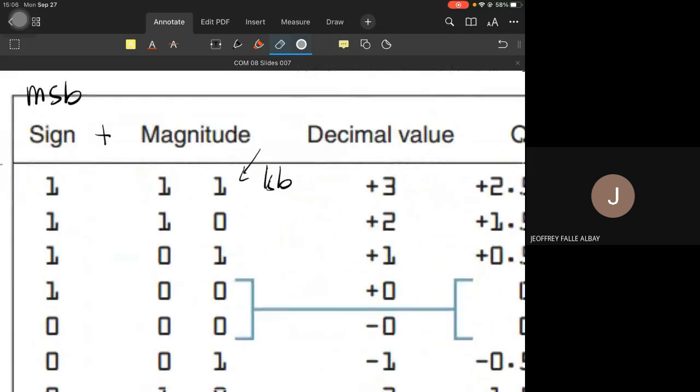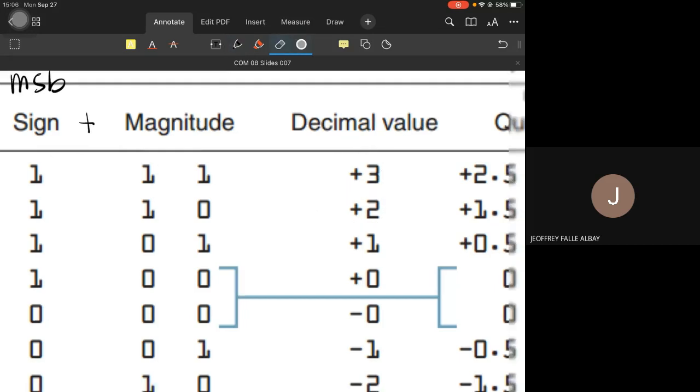Then after quantization, it is encoded, to be assigned binary values, n-bit binary values. Okay. So 3 volts is assigned 111. 2 volts is assigned 110, so on and so forth.